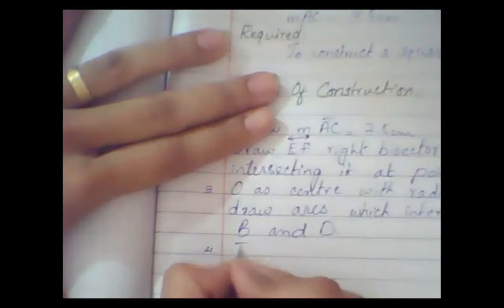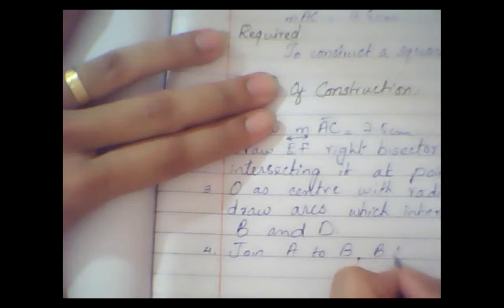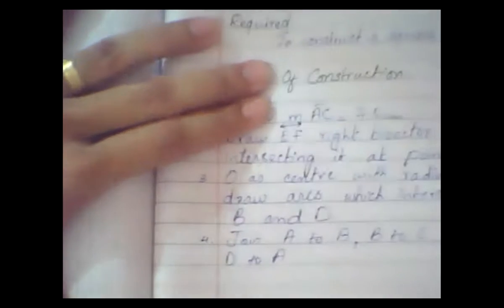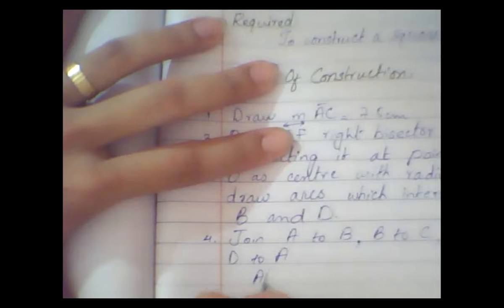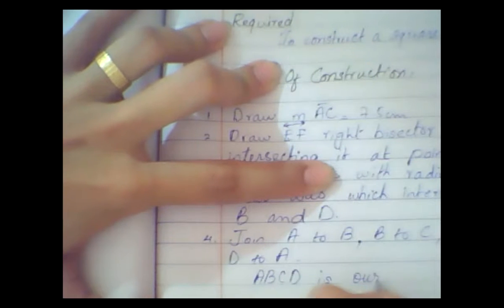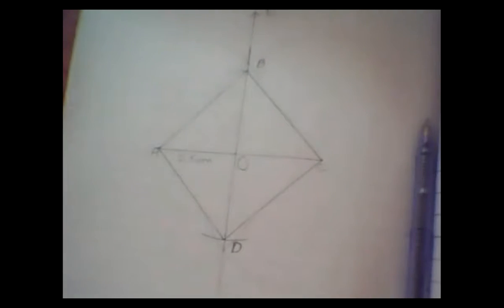Right? Now, finally, join A to B, B to C, C to D and D to A. Okay, so ABCD is our required square. So we get the required square, right? We get the required square. So in this way we can construct a square.